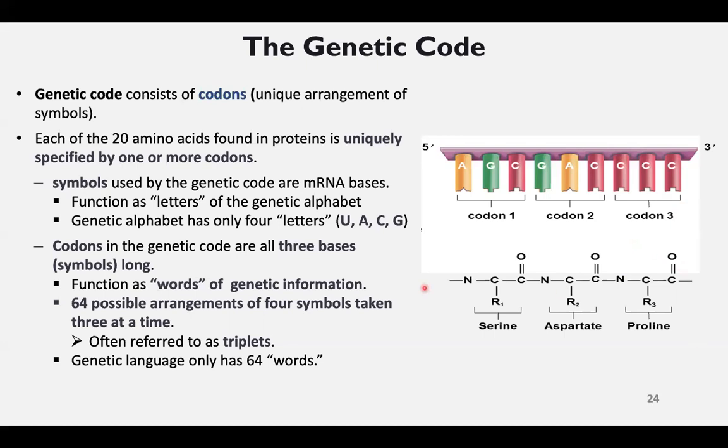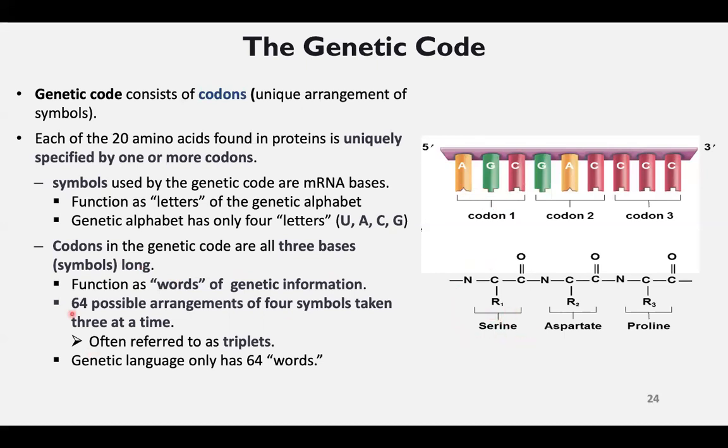Okay, so they use codon as symbol. The symbols used by the genetic code are mRNA bases, so they function as letters of the genetic alphabet. The genetic alphabet in RNA has only 4 letters, which are U, A, C, and G. Codons in the genetic code are all 3 bases long. They function as words of the genetic information. So this is a letter, for example, and this is the word.